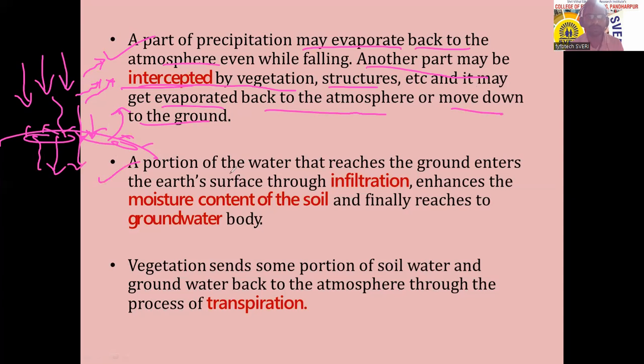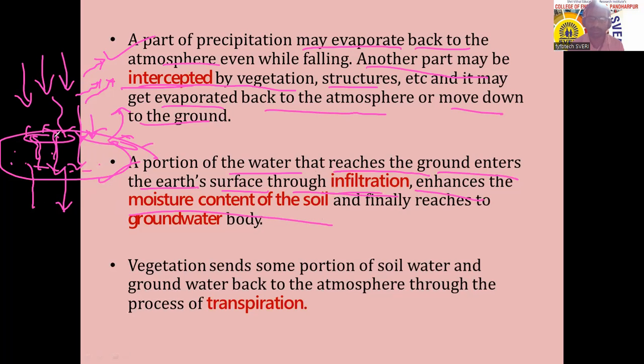A portion of the water that reaches the ground enters the earth's surface through infiltration. Whatever water reaches the ground may reach the groundwater, which is called infiltration. It enhances the moisture content of the soil. Moisture content means the amount or quantity of water present in the soil particles.